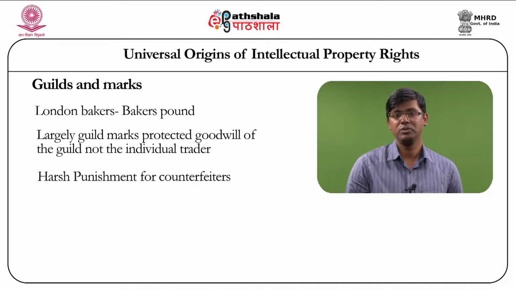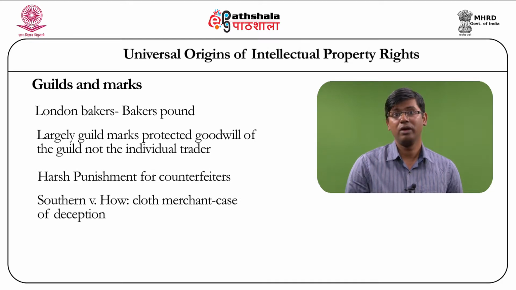One of the important cases was that of Southern versus Howe, where a cloth merchant who had been using a particular kind of mark on his cloth brought a suit before the court saying that another person was using his mark on cloths which were of inferior quality, and as a result it created deception in the minds of the consumers. So this was probably one of the earliest cases related to trademark infringement and passing off.